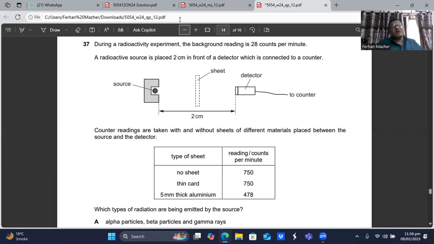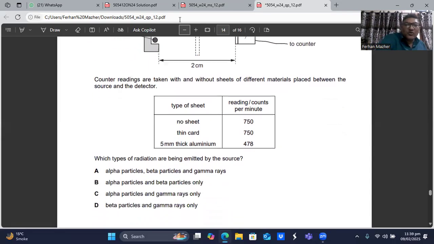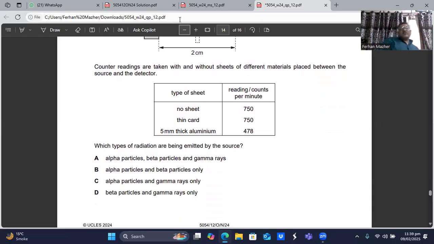Alpha particles are not given out, because when we place the paper, the reading does not change. When we place the aluminium, the reading changed, but it has not come down to the background. So that means it has beta particles and it also has gamma rays. Which types of radiation are being emitted by the source? It is emitting beta particles and gamma rays only. It's not emitting alpha particles. D is the choice, sir.